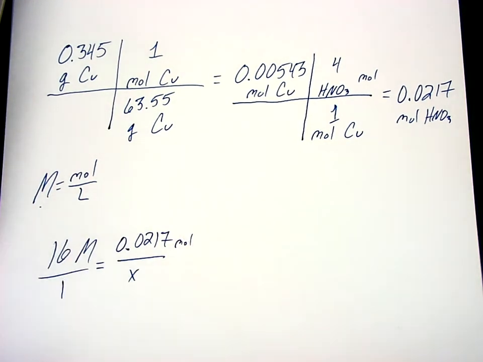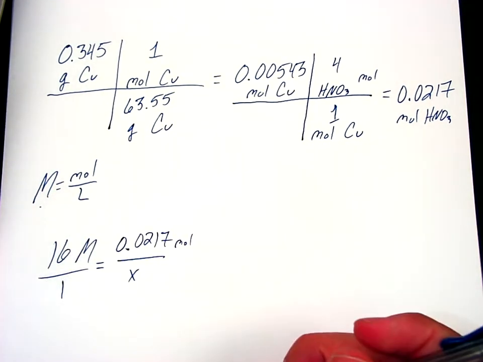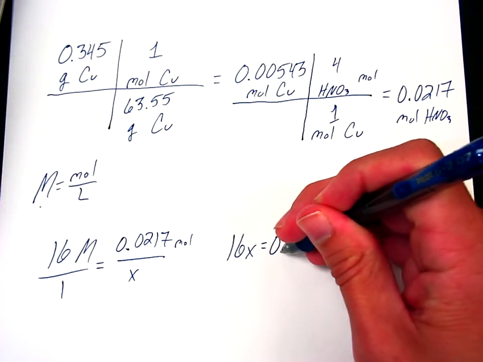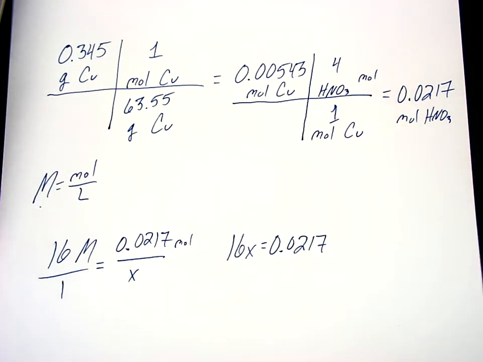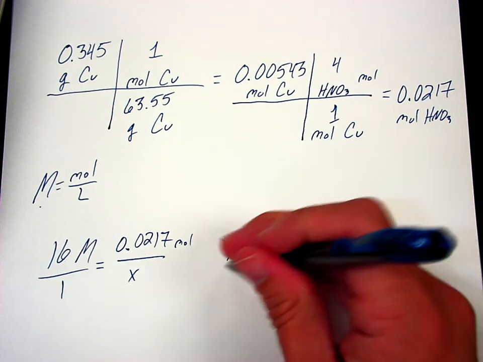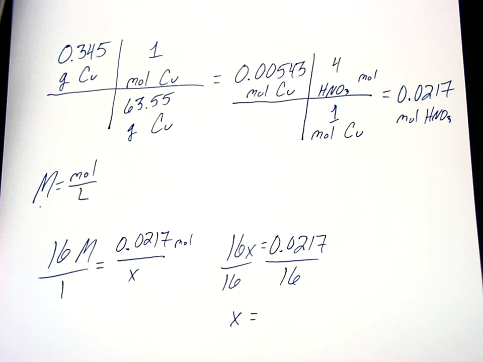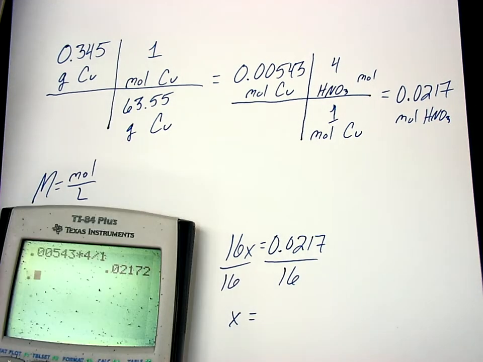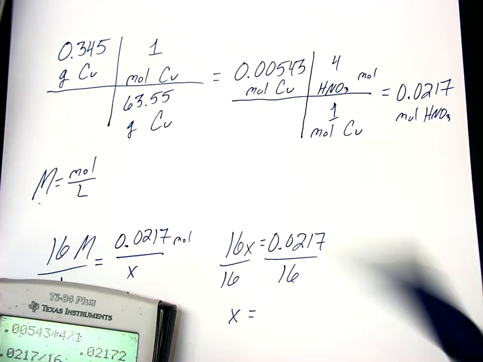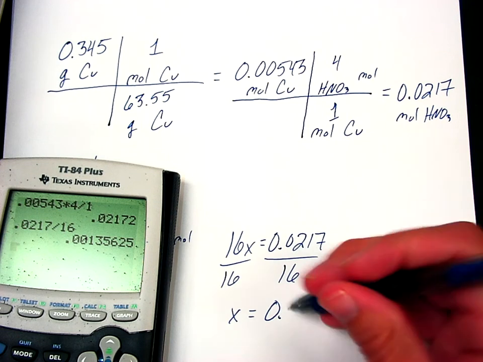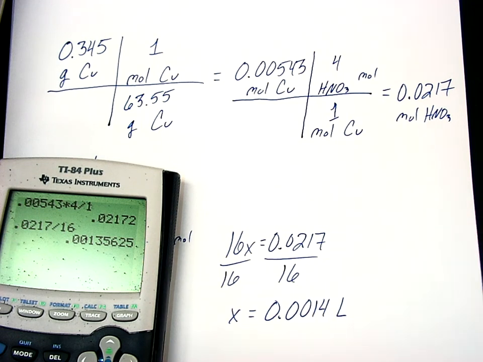So we can cross multiply here, and we're going to end up with 16x equals 0.0217. All right, let's divide both sides by 16, and we'll get x equals 0.0217 divided by 16. You're going to get that number there. Now, remember, this is spitting out liters, which is fine. So we can write that number down to only 2 sig figs, which is going to be 0.0014 liters.